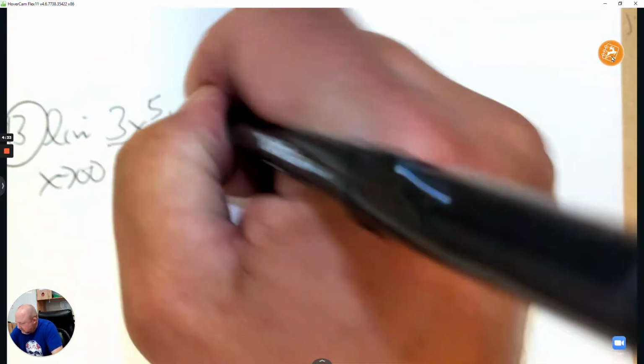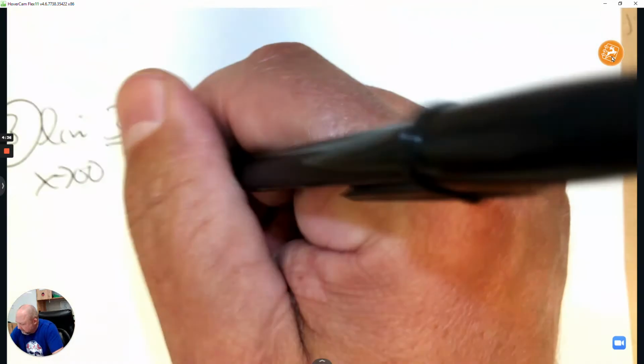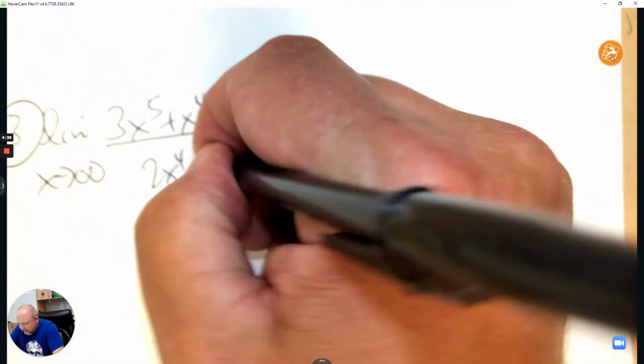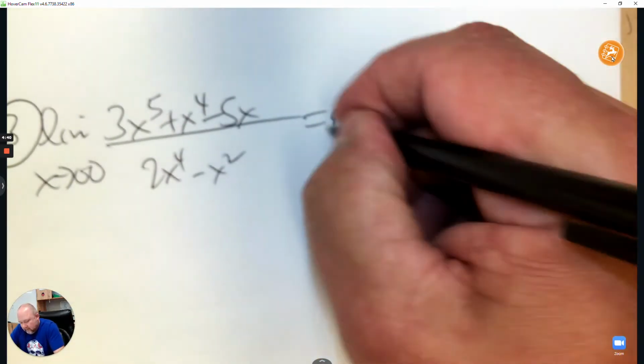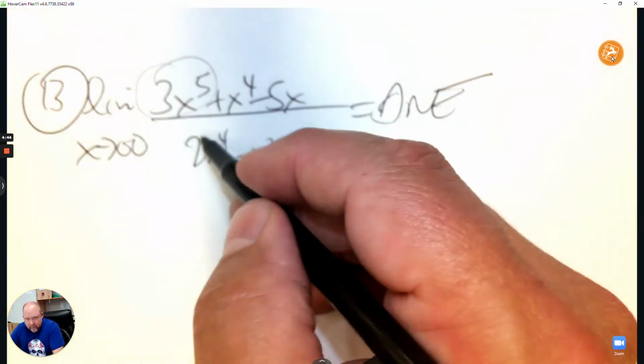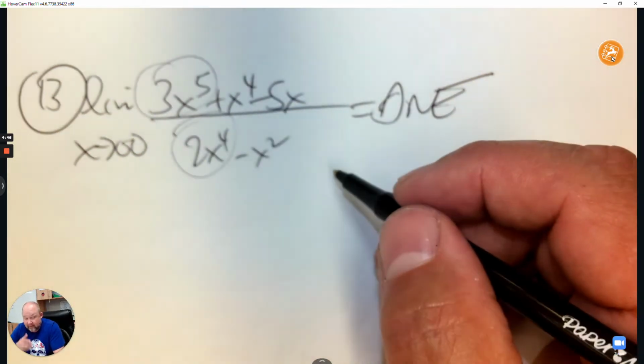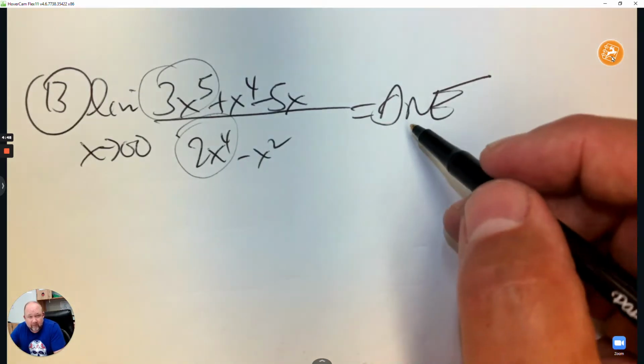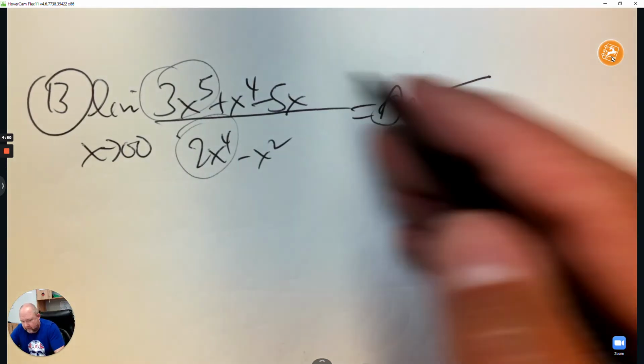Number 13. Again, an end behavior question. The limit as x approaches infinity, 3x to the 5th plus x to the 4th minus 5x over 2x to the 4th minus x squared. When the numerator is more powerful than the denominator, it diverges. It doesn't converge to an answer, so either it's infinity or doesn't exist.